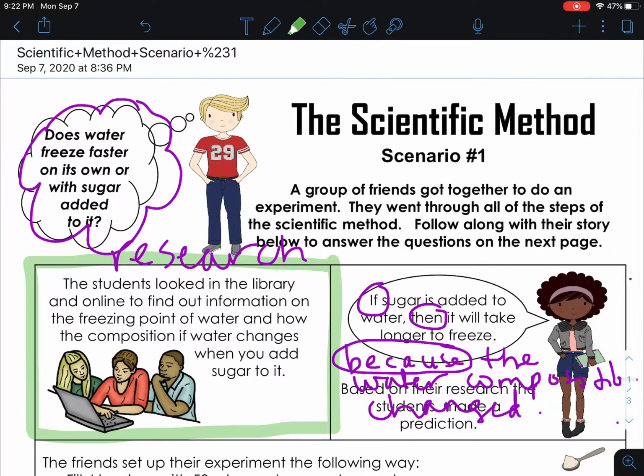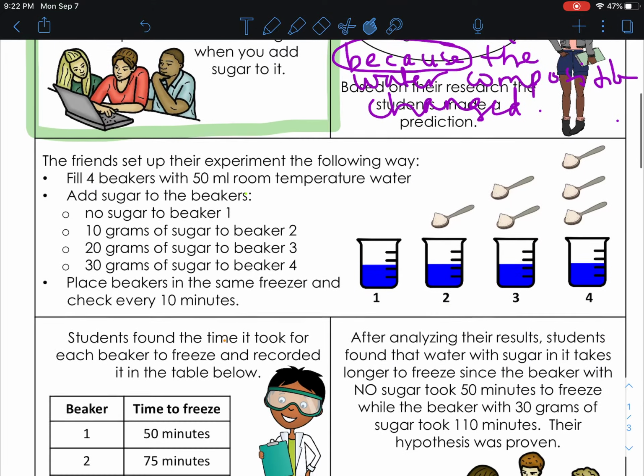So with this hypothesis, you are able to pick out the independent and dependent variable. What is it that you're purposely changing? That is the sugar. That is going to be your independent variable. What are you going to measure? Longer to freeze, or time, right? That is your dependent variable. All right, so that's what they think.